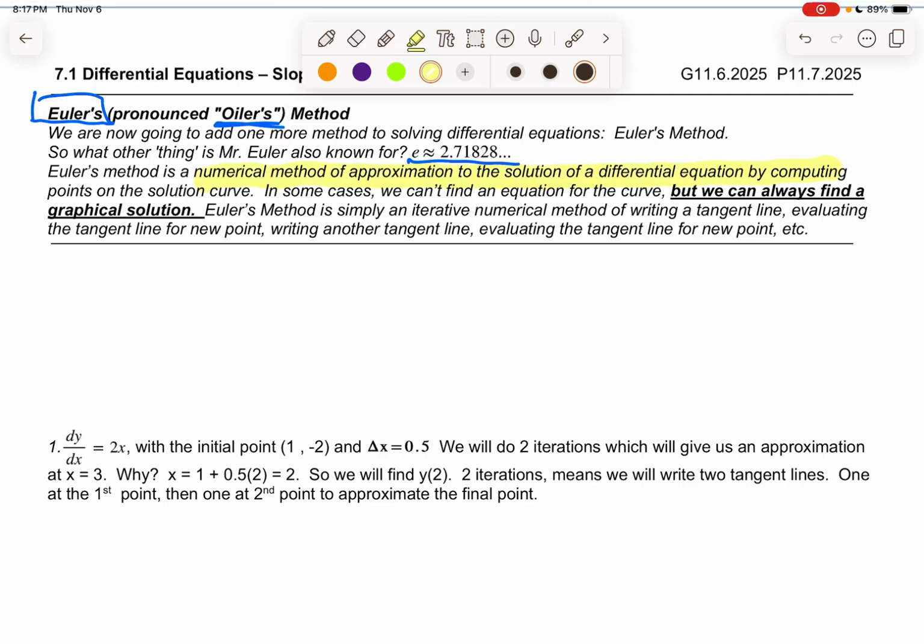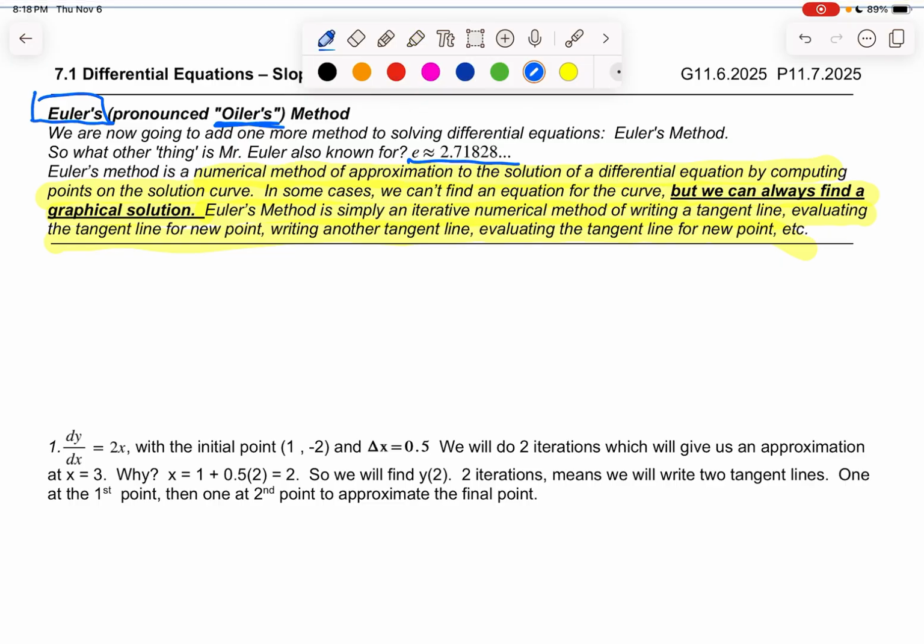We're computing points on a solution curve. Remember, in some cases we can't find the equation for the curve, but we can always find a graphical solution using slope fields. Euler's method is simply an iterative numerical method of writing a tangent line, evaluating the tangent line for a new point, and then writing another tangent line, evaluating it for another new point. So the idea is this.